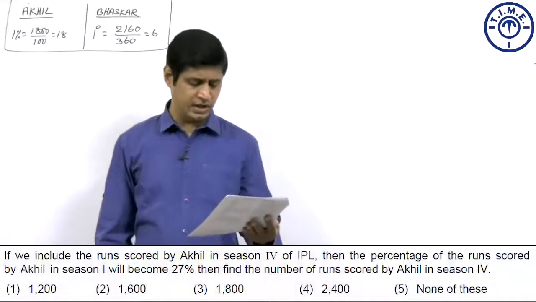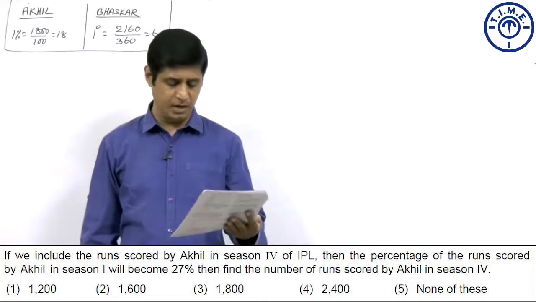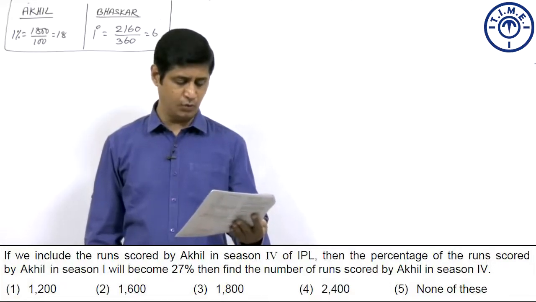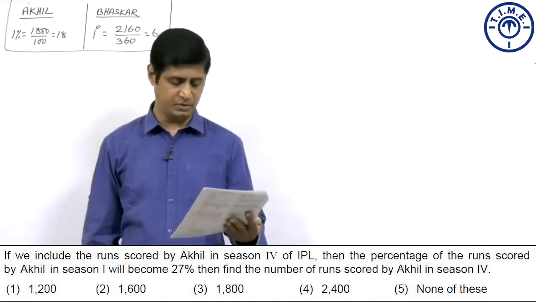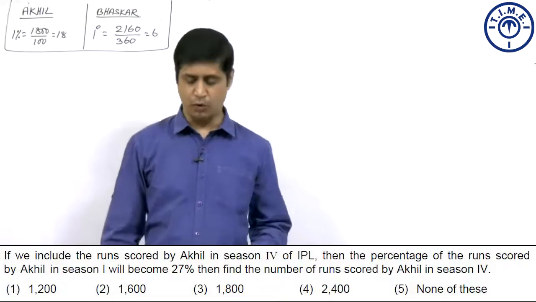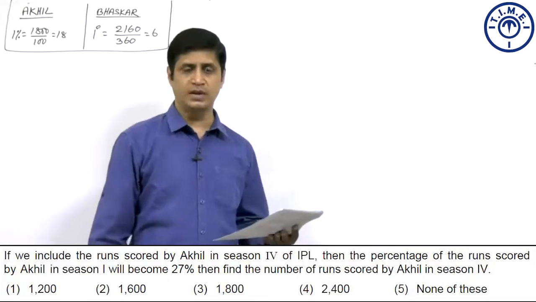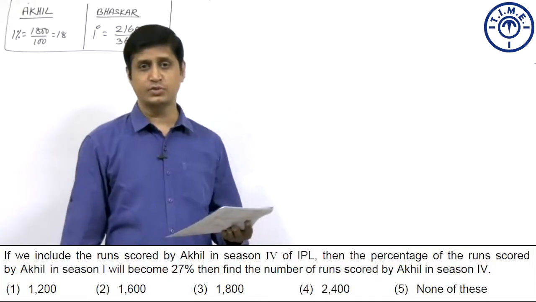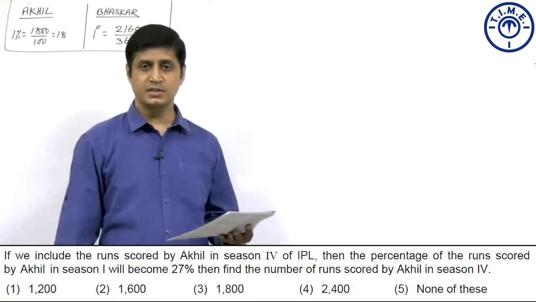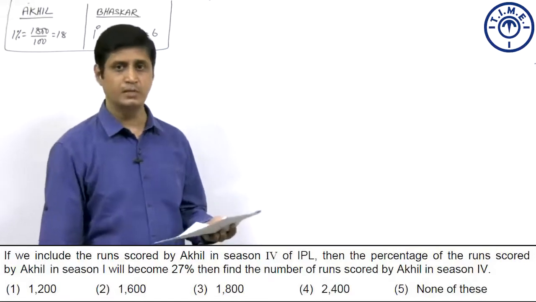If we include the runs scored by Akhil in season 4 of IPL, then the percentage of the runs scored by Akhil in season 1 will be 27%. Then find the number of runs scored by Akhil in season 4. Now what is given here? Akhil's season 4 score is to be found. When the runs scored by Akhil in season 4 are included, the percentage of the runs scored by Akhil in season 1 will become 27.